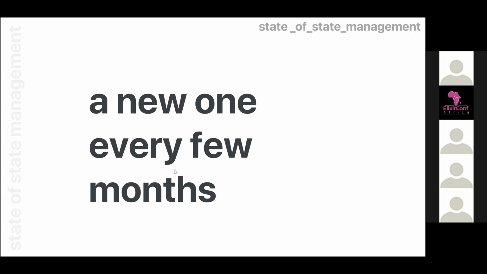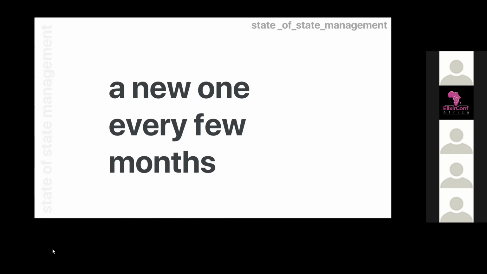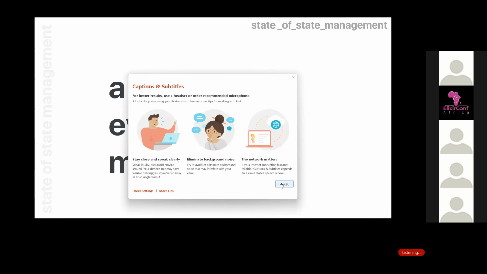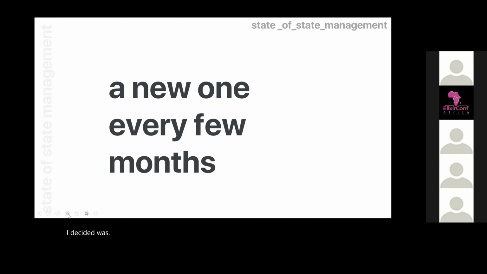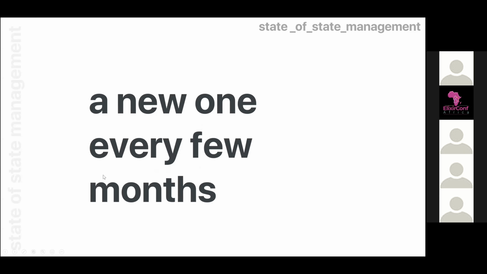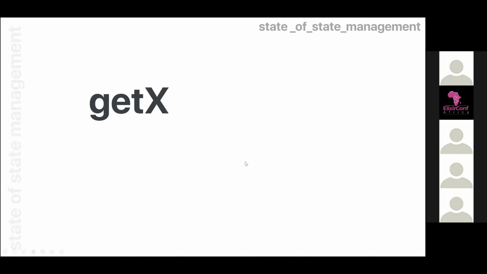So because there's a new one every few months, what I decided was that I'm just going to make a decision. I'm more interested in choosing one thing that I love, and that's the one I'm going to focus on. I'm not going to waste time learning 20 or 30 things. I'm just going to learn one thing, and that one thing is way enough for me. What I chose was GetX, and I'm going to talk about why I chose GetX.